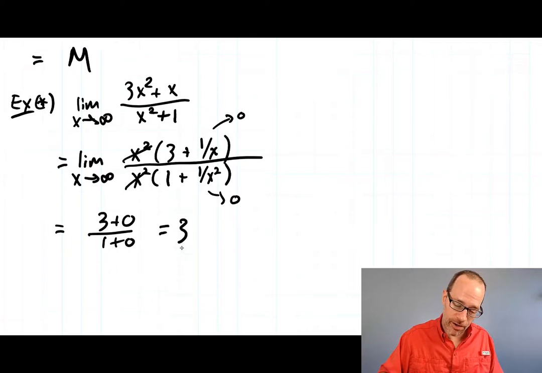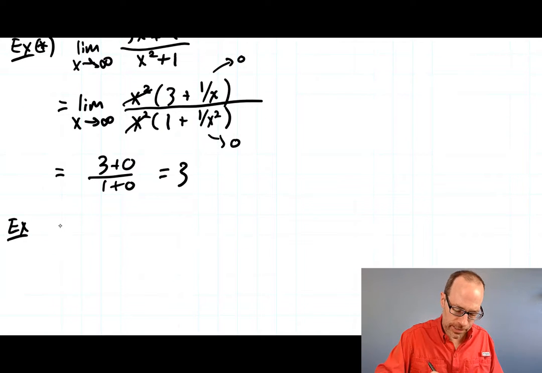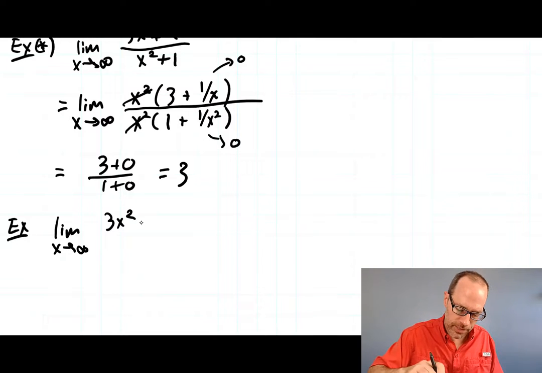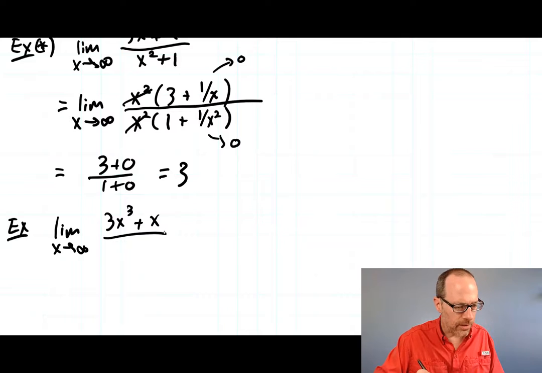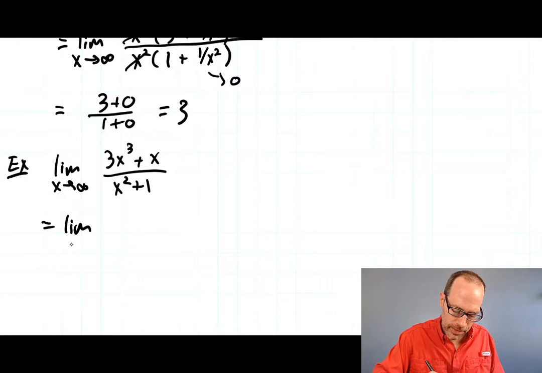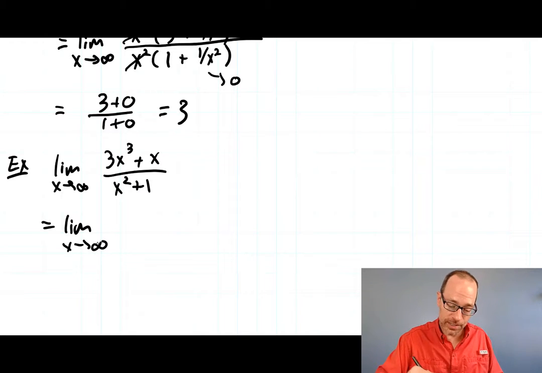There are also cases where the exponents are unequal. Let's take a look at those. So let's look at the limit as x goes to infinity of 3x cubed plus x all over x squared plus 1. All right. Now you see there's sort of more power on the top. They've got an x cubed appearing. The bottom only has an x squared.